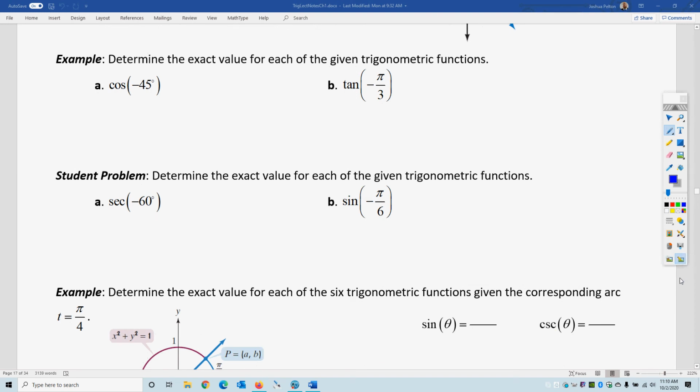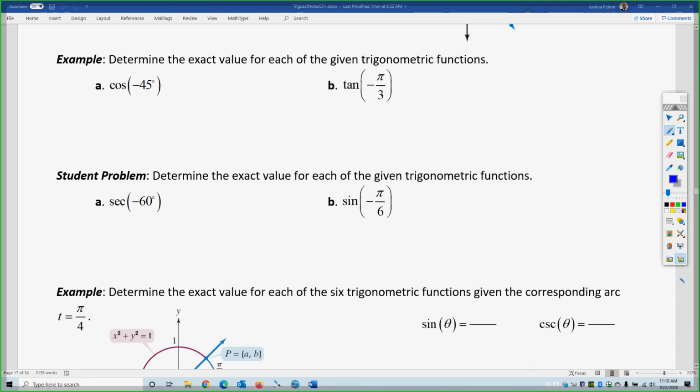Okay, so cosine of negative 45, since cosine is an even function, I can just get rid of the negative altogether. So I have the cosine of 45 degrees, and we know that the 45-degree angle, which is our pi over 4, is this coordinate, which is root 2 over 2, comma, root 2 over 2. That's our cosine, that's our sine. So our answer is root 2 over 2 for the ratios of the sides, given the angle of 45 degrees.